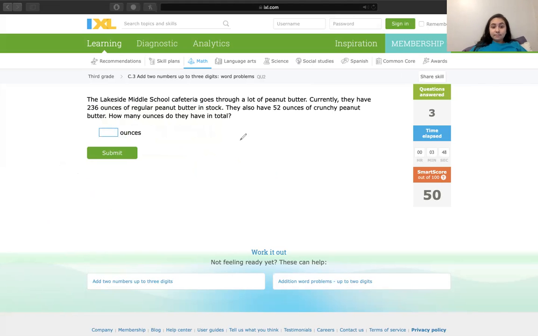The Lakeside Middle School cafeteria goes through a lot of peanut butter. Currently, they have 236 ounces of regular peanut butter on stock. They also have 52 ounces of crunchy peanut butter. How many in total? Now, I can't do this in my head either, so let's add.